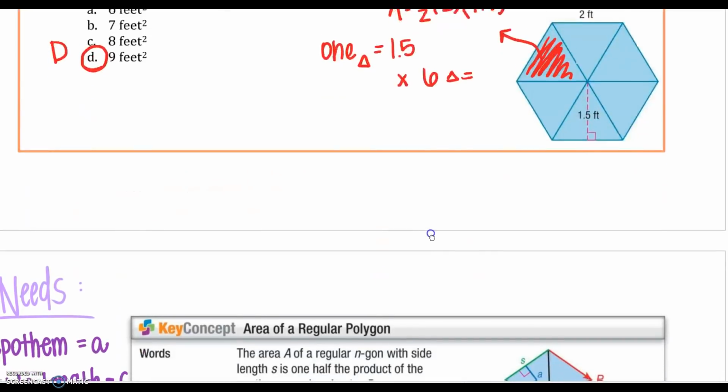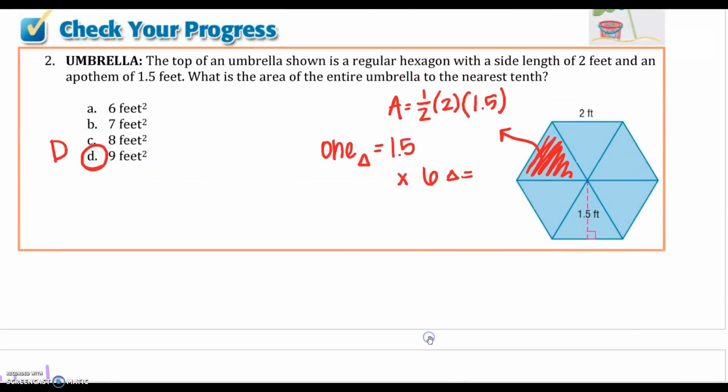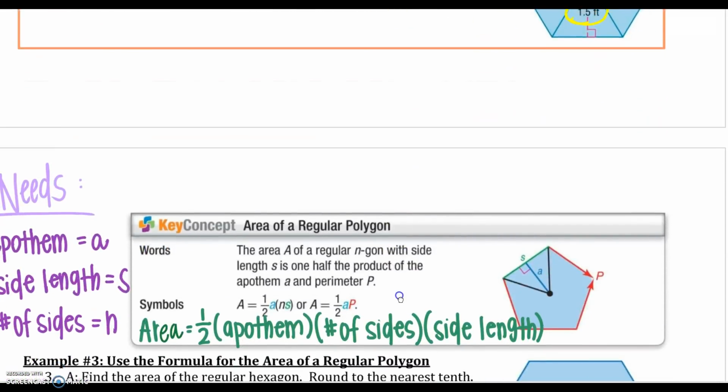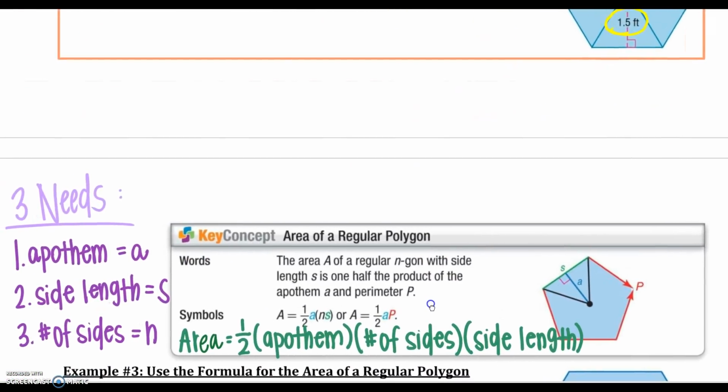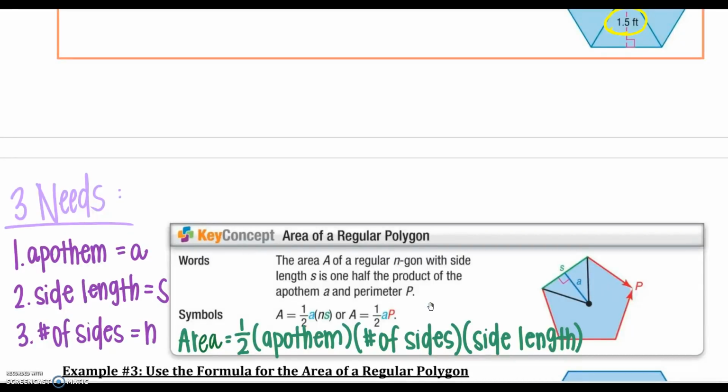All right, so sometimes it won't always be that easy. We won't always be given 2 lengths that we need to then solve. So here is another way that we're going to also look to see how to solve. So 3 things we need: the apothem, the side length, and the number of sides. And then this is going to be my formula right here.